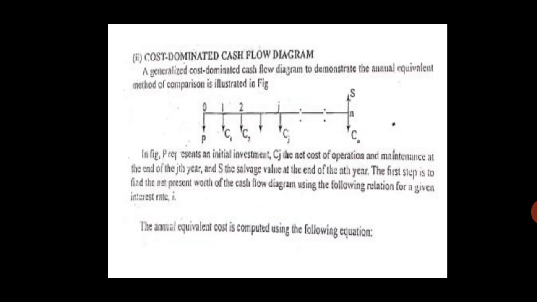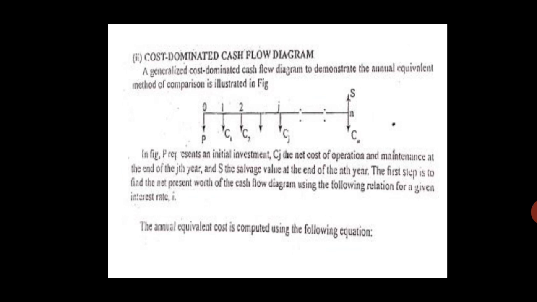One more is, we have seen revenue dominated, now we will see cash dominated EAW, equivalent annual worth. So you can see the cash flow diagram here. Here cash dominated means cost dominated, meaning cash only is going out, a lot of cost is involved, say something like safety devices which are statutory, mandatory by government, so you have to fix them. Okay, now you can see the cash flow diagram here.